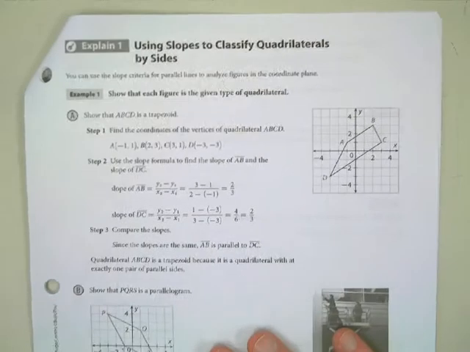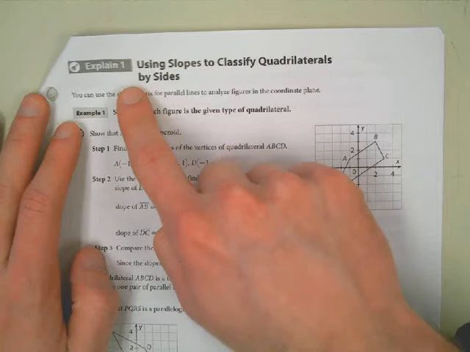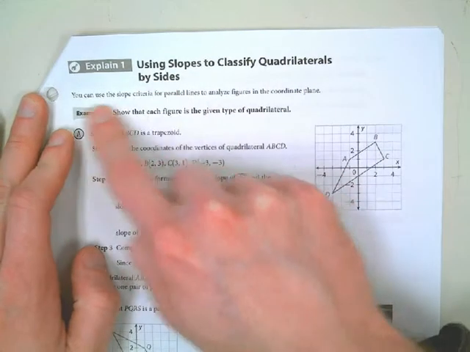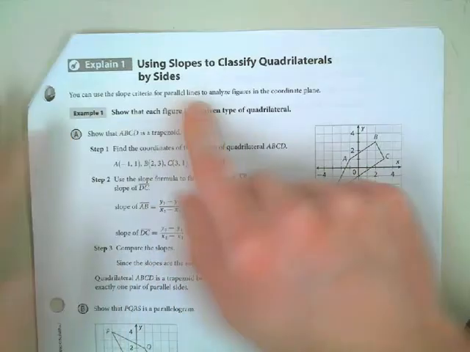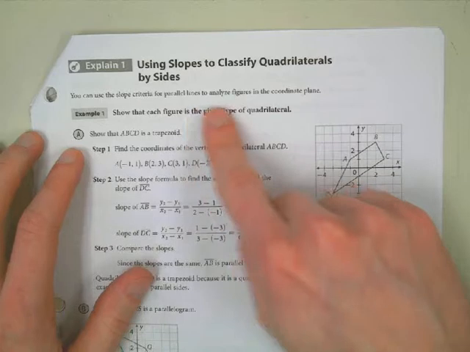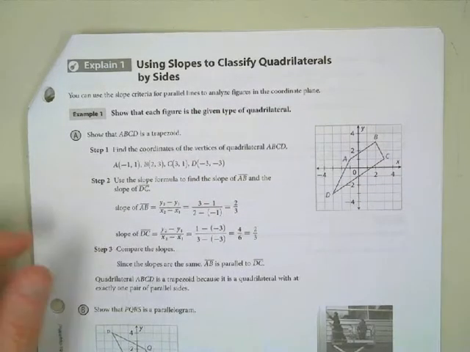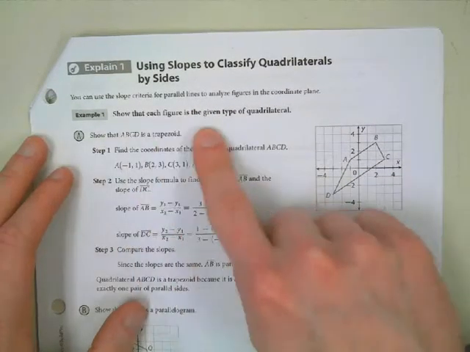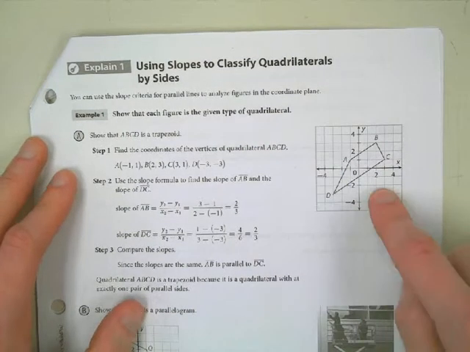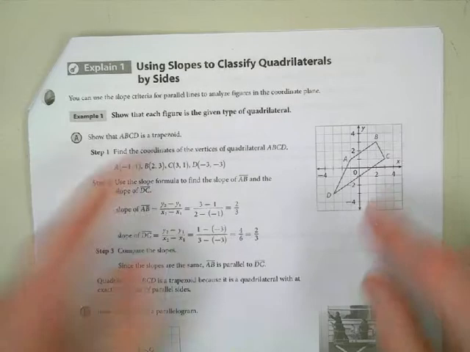Okay, so we're going to use slopes to classify quadrilaterals by their sides. So you can use the slope criteria for parallel lines. The slope criteria is that if two lines are parallel, their slopes will be equal, to analyze figures in the coordinate plane. Okay, so we're going to show that each figure is the given type of quadrilateral. So this quadrilateral right here, we want to show that ABCD is a trapezoid.